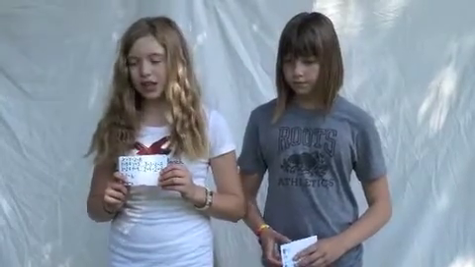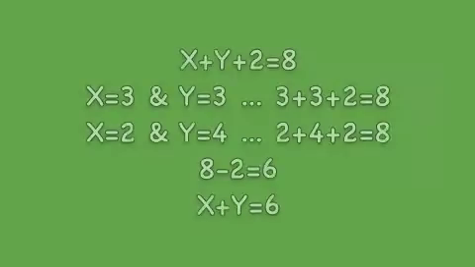What if we have the equation x plus y plus 2 equals 8? You need to find the combination of two numbers that when added to 2 will equal 8. An example is x equals 3 and y equals 3. This works because 3 plus 3 plus 2 equals 8. What's another combination? How about 2 plus 4 plus 2 equals 8? This works because 8 minus 2 equals 6. So, x and y have to add up to 6. Therefore, any combination that adds up to 6 will work in the equation.